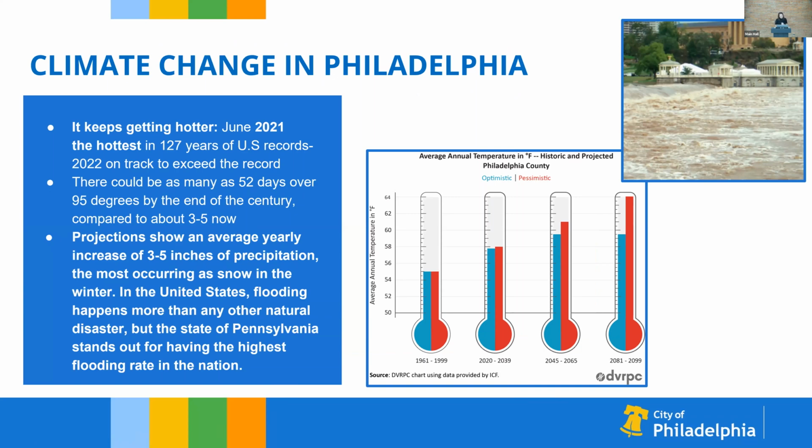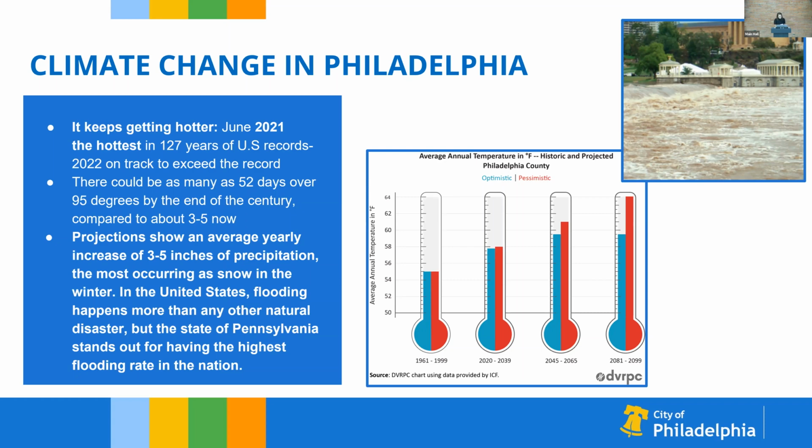So we know that it's continuing to get hotter. In June of 2021, which is even outdated, we are just continuing to break records. Every single summer we break records. Every single month of every single summer has broken a record for that month. So 2023 is on track to exceed this year's record. We're looking at over 50 days of temperatures that are above 95 degrees. So super, super hot a lot of the time, right? We have about 3 to 5 days of that now.